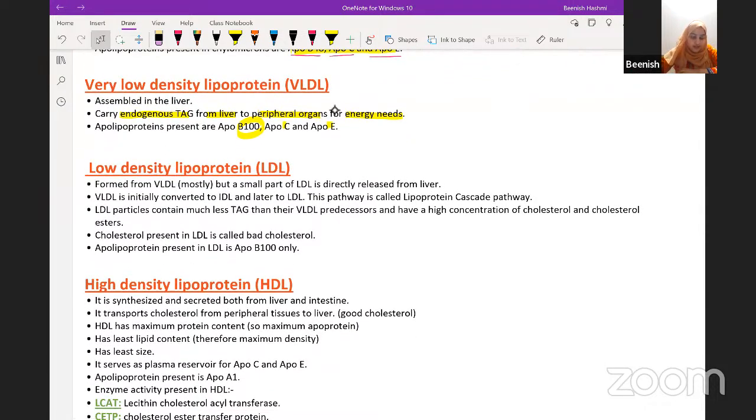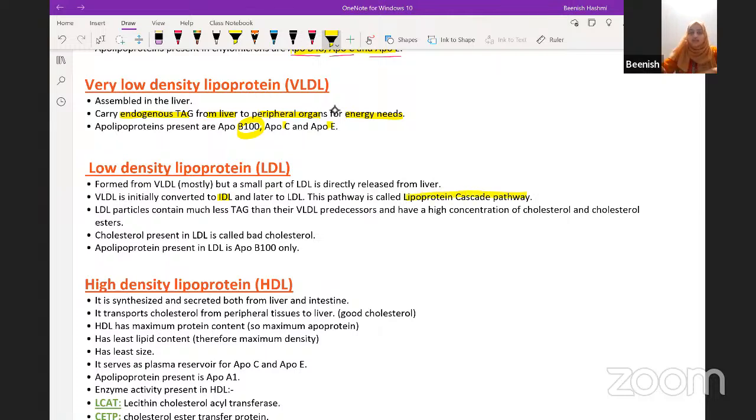Low density lipoprotein, that is LDL. It is formed from VLDL majorly, but a small part of LDL is directly released from the liver. VLDL is initially converted to IDL, that is intermediate density lipoprotein, and later to low density lipoprotein. This is known as the lipoprotein cascade pathway.